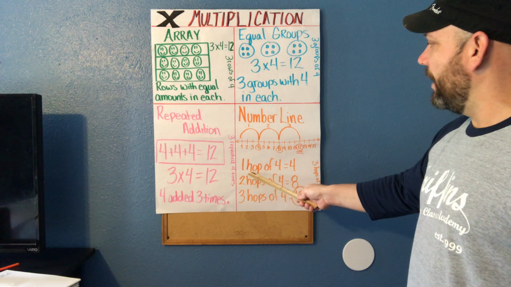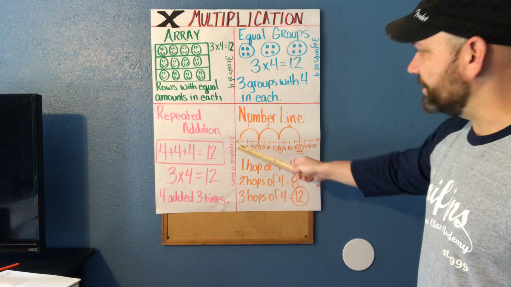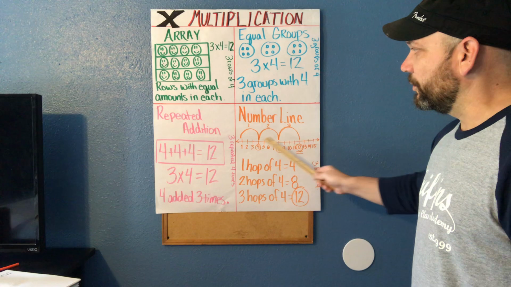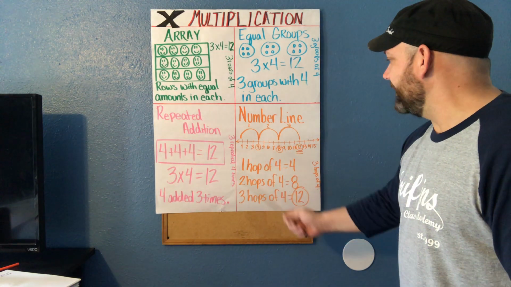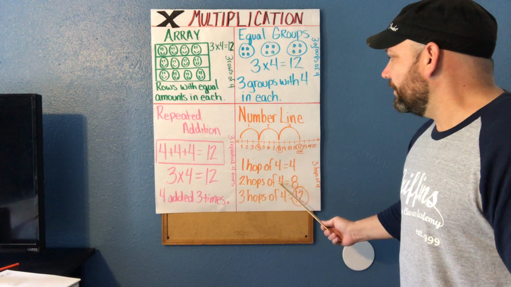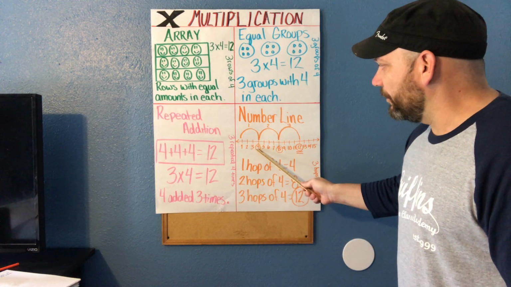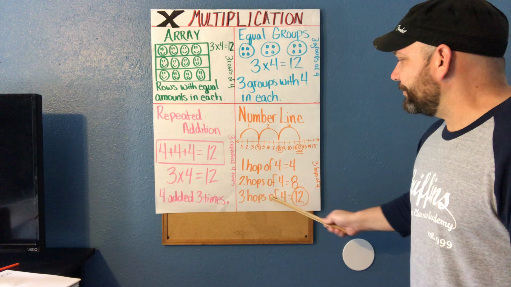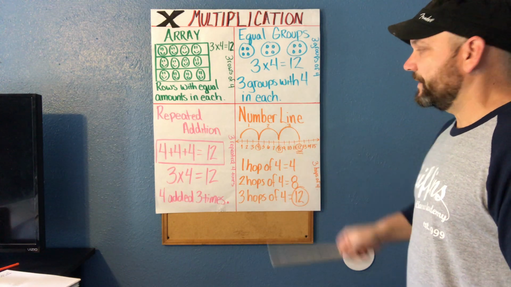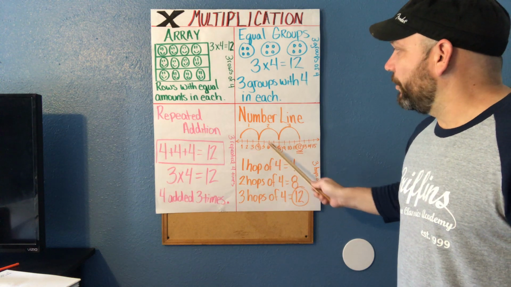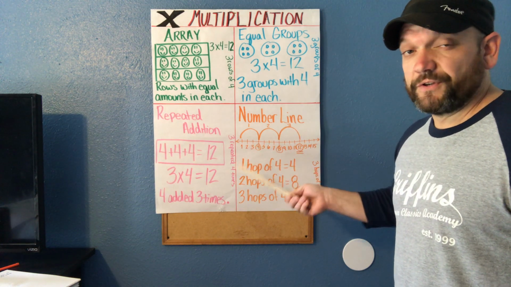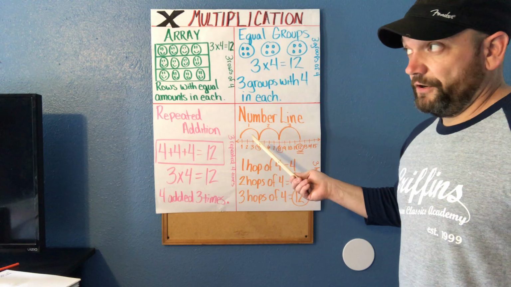Right here it says 1 hop of 4 equals 4. So every time we hop once, we're jumping 4 units on the number line. So 2 hops of 4 would equal 8. So 1 hop would equal 4, 2 hops would equal 8, and 3 hops would equal 12. It works because you're hopping an equal amount each time, and that amount is 4. So basically we're just counting by 4. So if you know how to count by 4s, then you're in pretty good shape here.